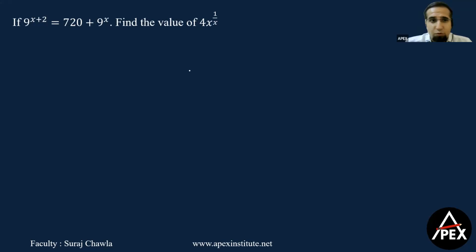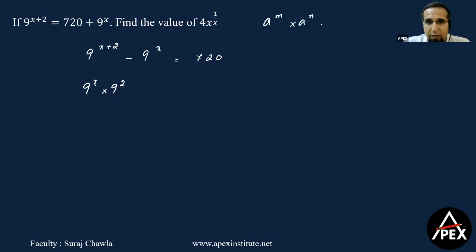So one more application of this would be I have 9 to the power x plus 2. I can rearrange this as 9 to the power x plus 2 minus 9 to the power x is equal to 720. Now 9 to the power x plus 2 can be written as 9 to the power x into 9 square, because we know that a to the power m into a to the power n will always give me a to the power m plus n. So we are applying a reverse application of this law.